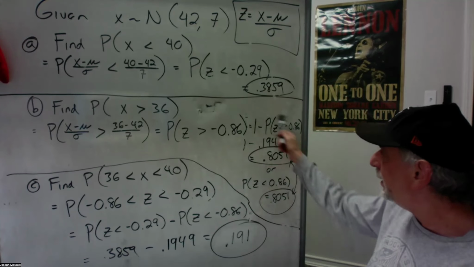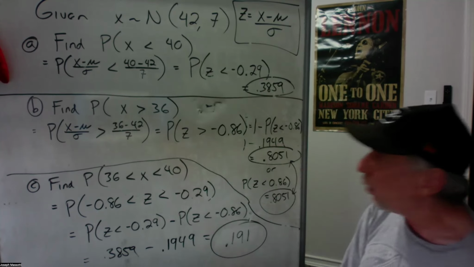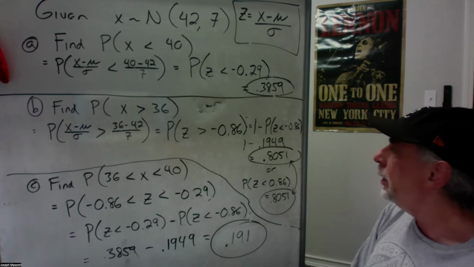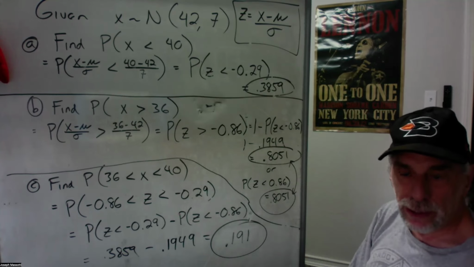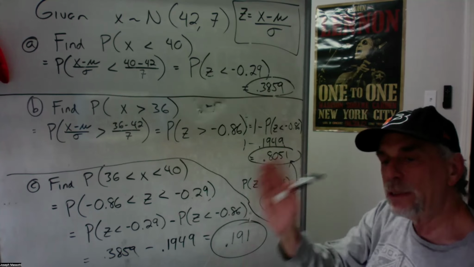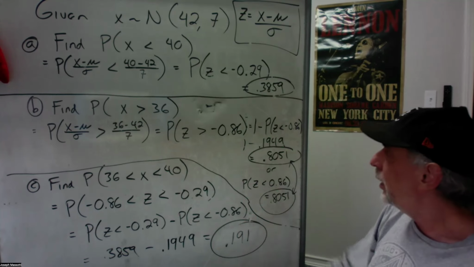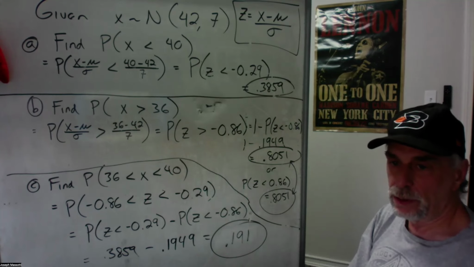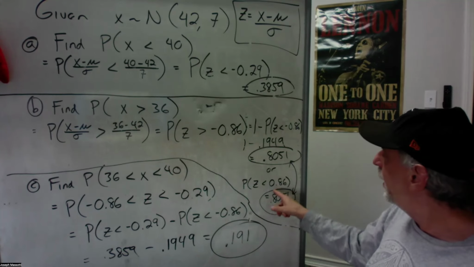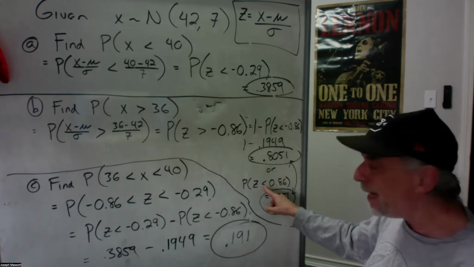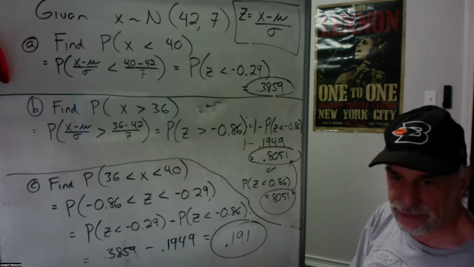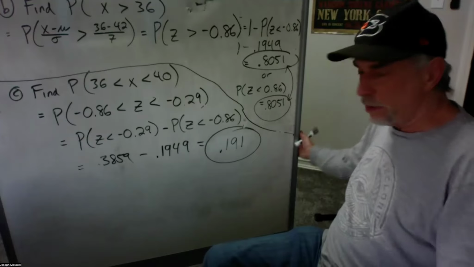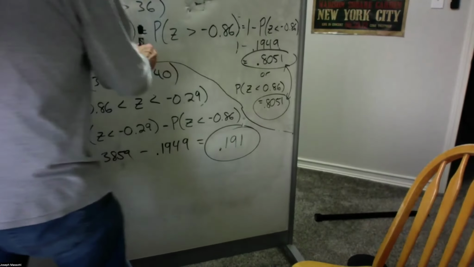So that's the complement approach to answering the greater than direction question. Or you can use the idea of symmetry. With the standard normal, we know 0 is right in the middle, right? So if we want the probability that z is greater than some number, we can take the probability that it's less than the negative of that number. Okay, let me draw a little picture here to hopefully show you what I mean.